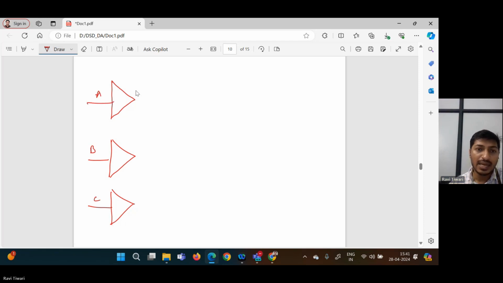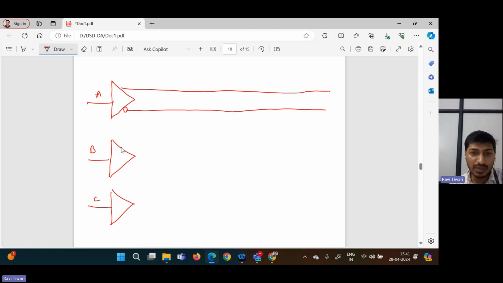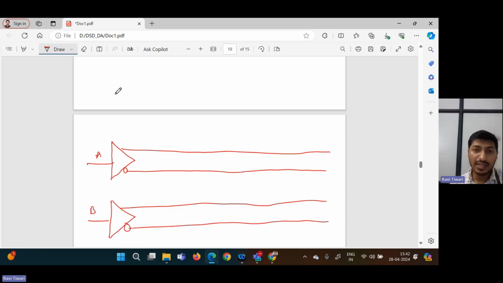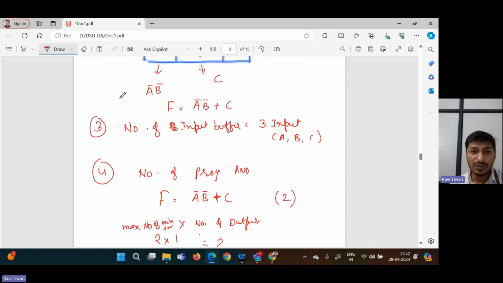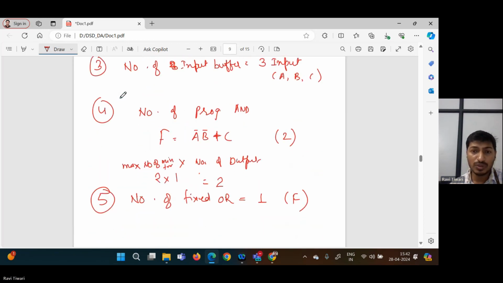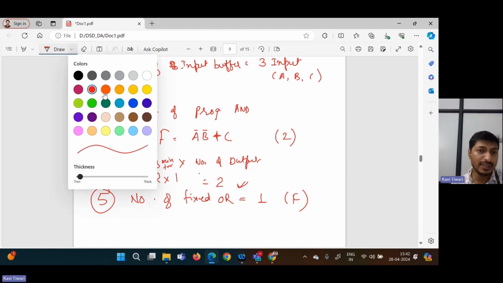Like this. And as you know, the buffer has 2 terminals. One terminal will give you the direct normal form of A. Another terminal will give you the complement form. Similarly, here also the normal form, and this is the complement form. This is the normal form, and this is the complement form of C. And how many AND gates have we seen in the calculation? We require 2 AND gates. So we have to draw the 2 AND gates here.